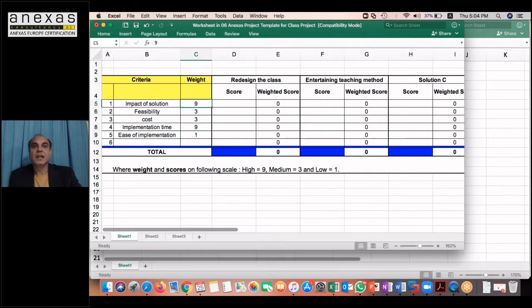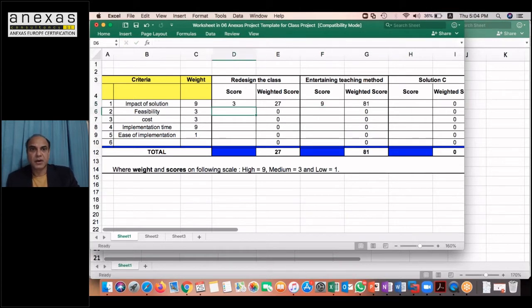Now, redesign the classroom. But what will be the impact of redesigning the classroom? Will the attendance improve? Really? Are you sure about it? If you are very sure, maybe say nine. Medium means three. Okay, so three. How about the entertaining teaching method? Impact on the solution. How much would it be? Okay, it would be nine.